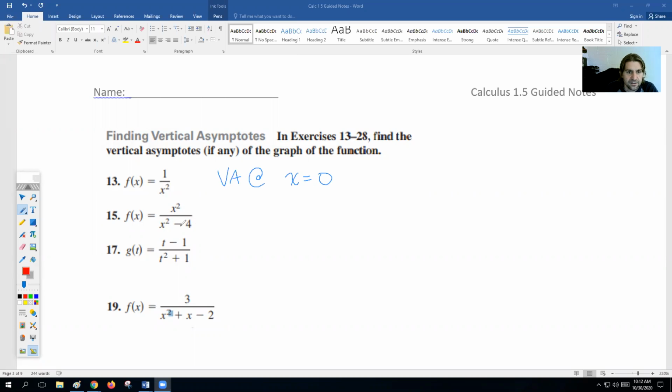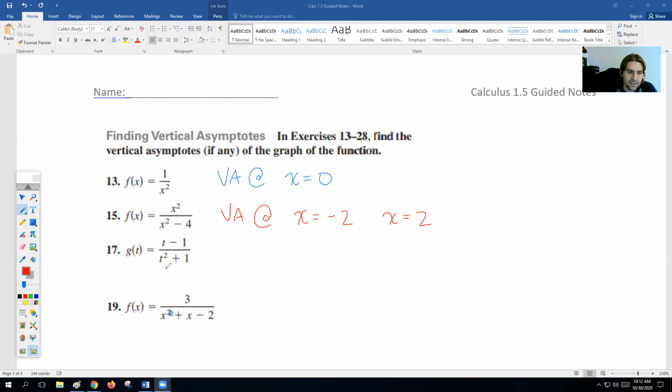All right, so the next one, if we look at the bottom, we know 2 would make it equal 0, and negative 2 equals 0. Both of those cannot get removed from the top. So we say we have a vertical asymptote at both x equals negative 2 and x equals positive 2.